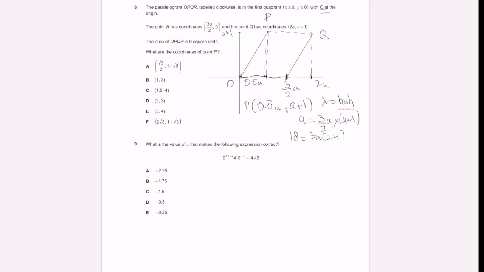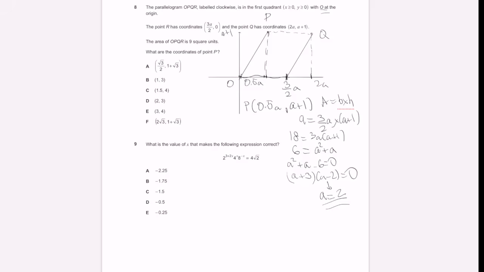And then what does that mean? That means that 6 is going to be equal to a squared plus a. So that's going to be a squared plus a minus 6 is equal to 0. This factorizes to (a + 3)(a − 2), which is equal to 0. Now, let's take the positive root in this case, because those distances need to be positive. So a is going to be 2.